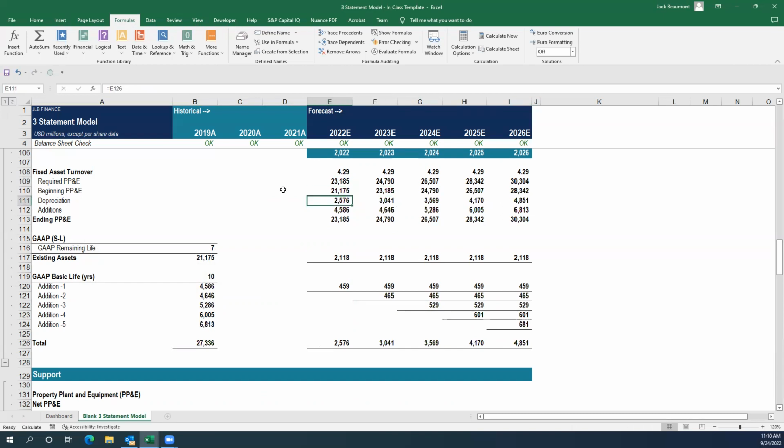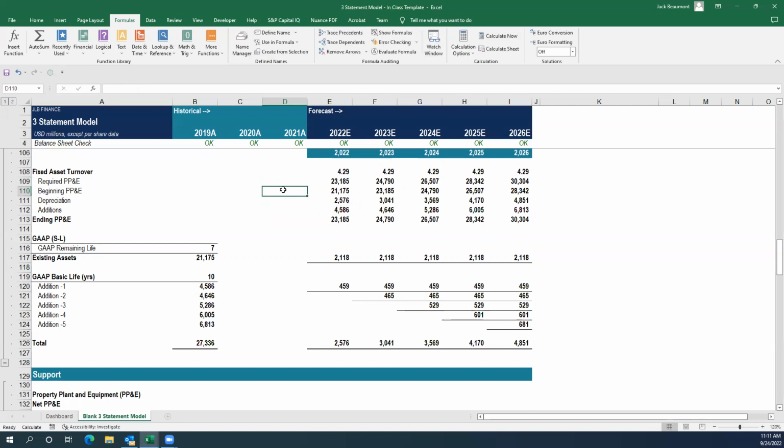So the required should equal our ending. Okay, and they do. And what should happen is the beginning plus the additions minus depreciation should equal the ending. Okay, and that works there. So we know that our calculation's working.